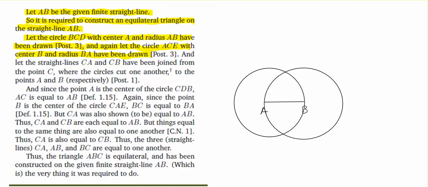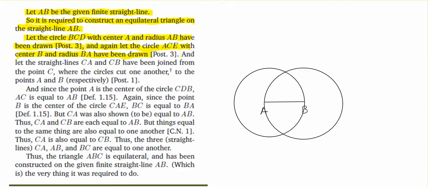Okay, there's my second circle. When I have it centered on B, it has a radius of the same size as the circle that was centered on A. So basically we have two identical circles, one centered on B, one centered on A. Let's move on to the next sentence.